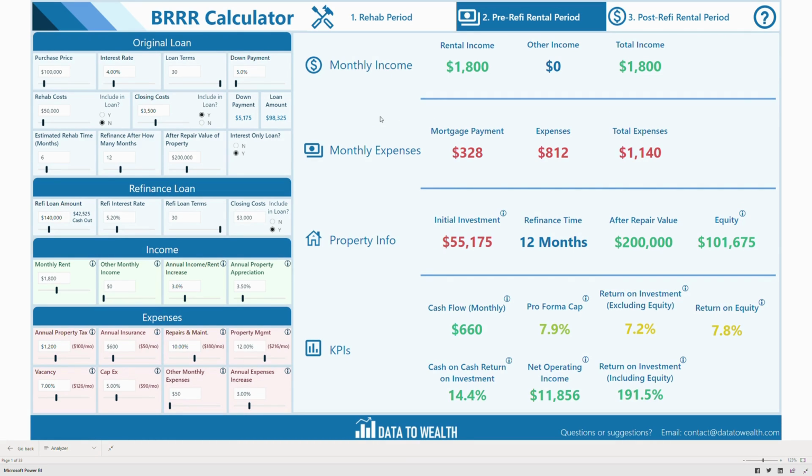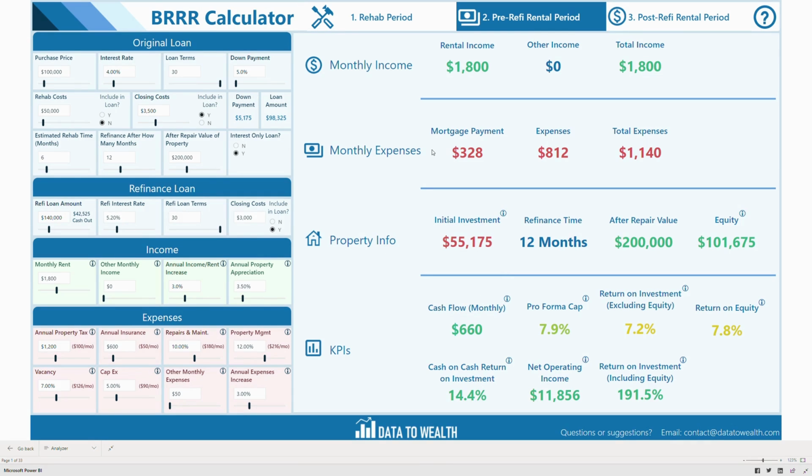This will break down some key metrics of your property during this period, including monthly income, monthly expenses, property info, and key performance indicators. For some of the numbers, you will see an information icon that you can hover over to give a definition and more detail on how that was calculated. For example, in the cash flow, you will see a definition, the formula, and an example that uses the numbers that you've inputted on this property.